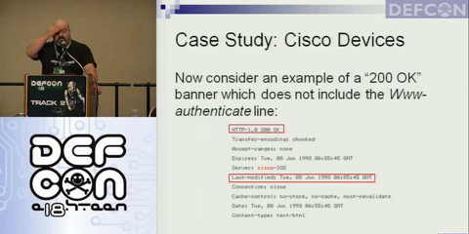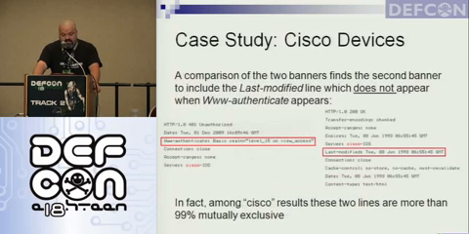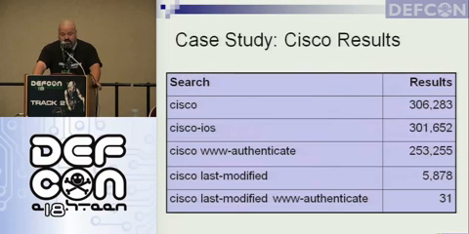Here's an example of a Cisco banner that is a 200 OK. Notice that it does not have a WWW-Authenticate line, and it also has the Last-Modified line. When we put these side by side, we find that the 2 lines, WWW-Authenticate and Last-Modified, are almost 99.9% mutually exclusive. So what does that mean for us?